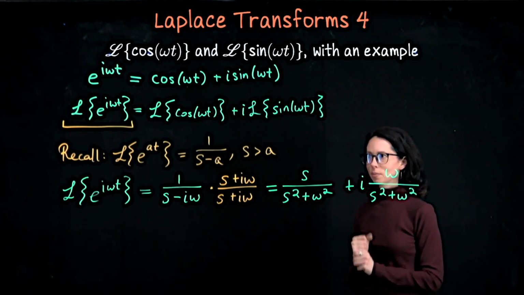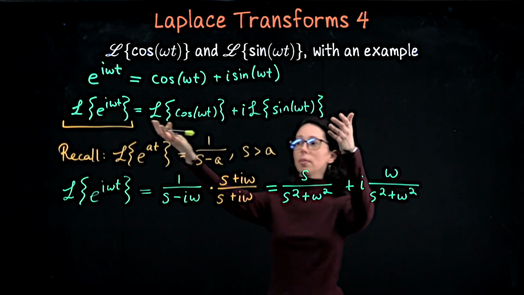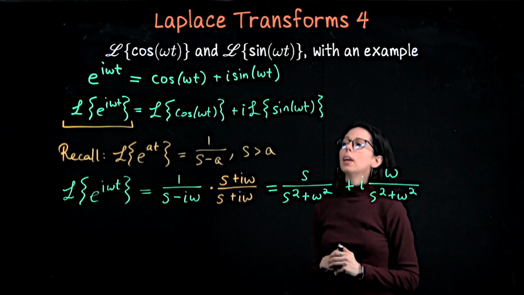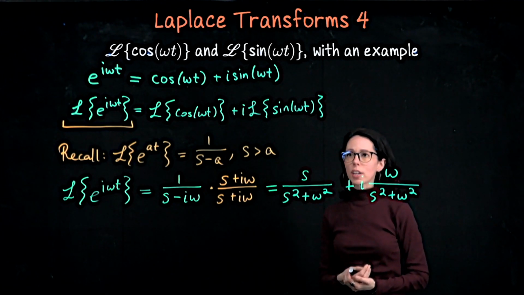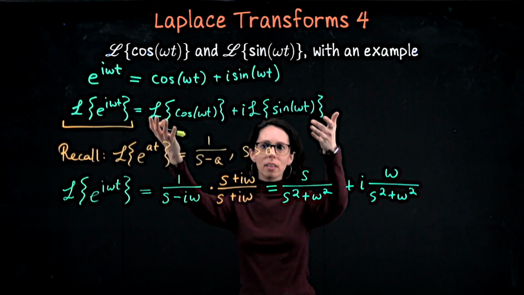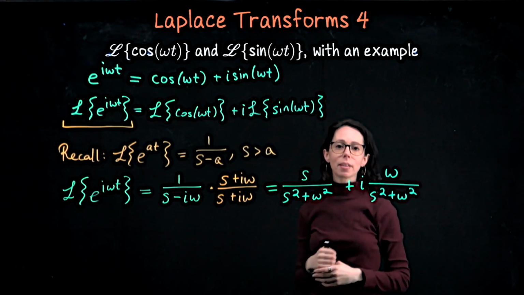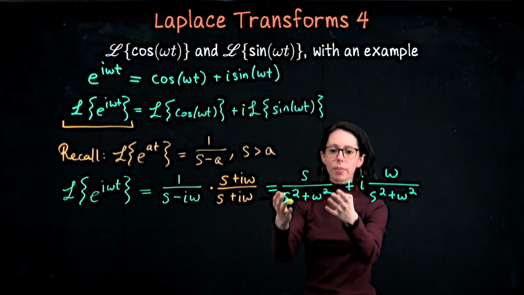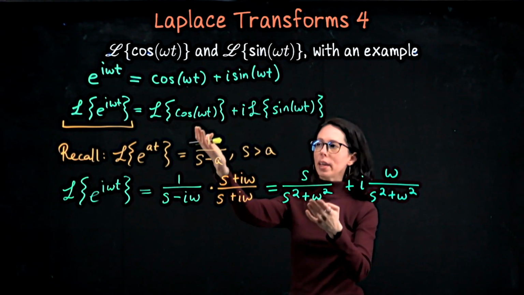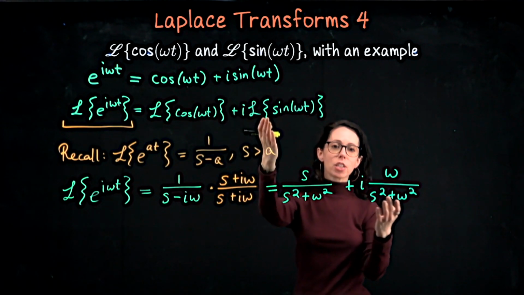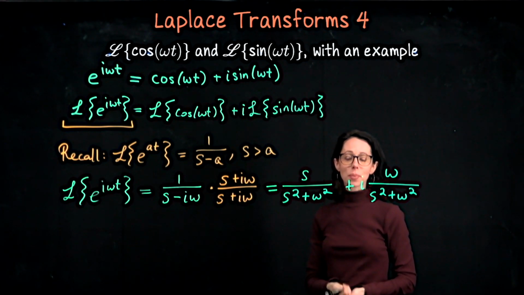All right, compare this expression with this one. Cosine of omega t and sine of omega t are both real functions. We expect these to be real. So what we have here is a real component plus i times an imaginary component. That's going to pair up directly with this real component and this imaginary component. So we match like terms here, where like means real with real and imaginary with imaginary. So we're done. We've got both of these Laplace transforms at the same time.